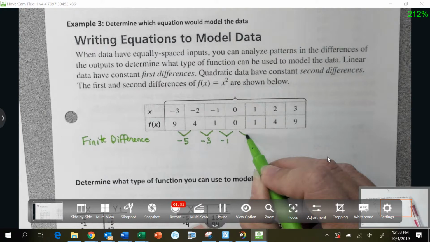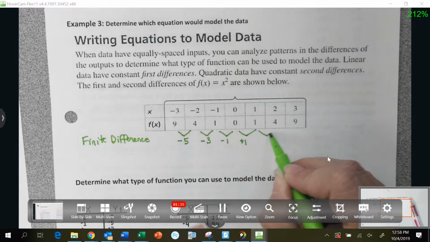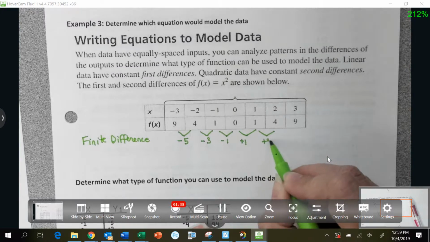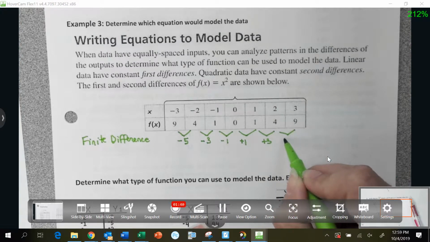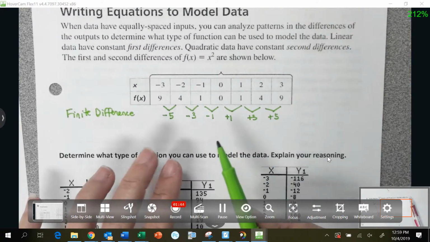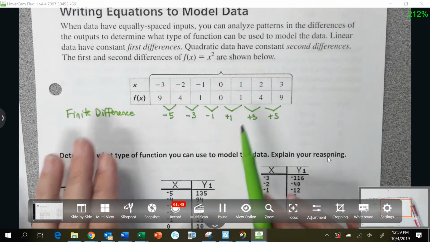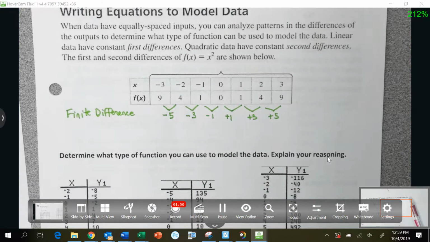How do I get from 0 to 1? Add 1. How do I get from 1 to 4? Plus 3. How do I get from 4 to 9? That's 5. So what we see here is a pattern, but these finite differences are not the same number every single time. It is not a constant pattern.